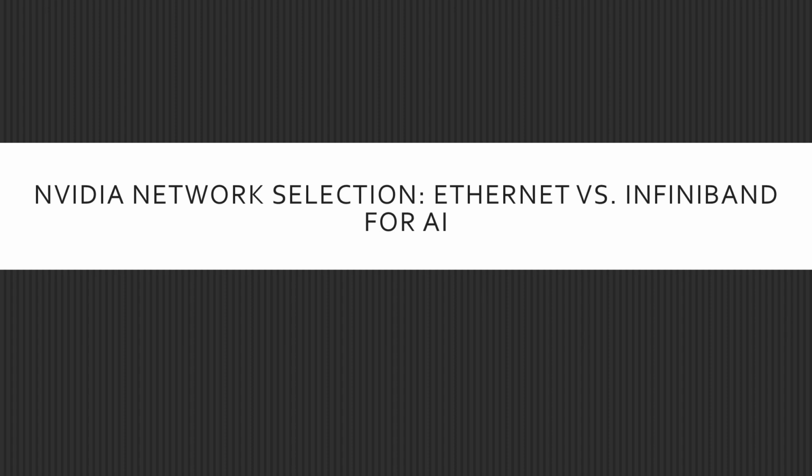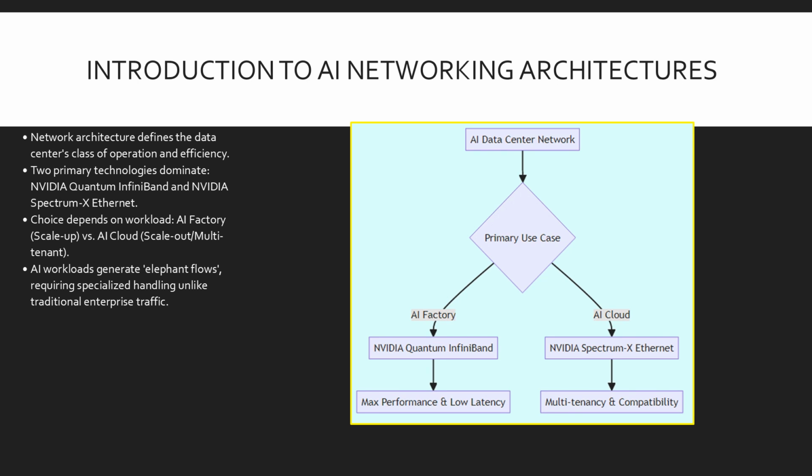Hello and welcome. In this session, we will navigate the critical decision-making process between NVIDIA InfiniBand and Ethernet technologies for building high-performance AI data centers. Let's start by understanding why the network is the foundation of the modern AI data center. It's not just about connecting wires anymore. The network literally defines the data center's performance capability.